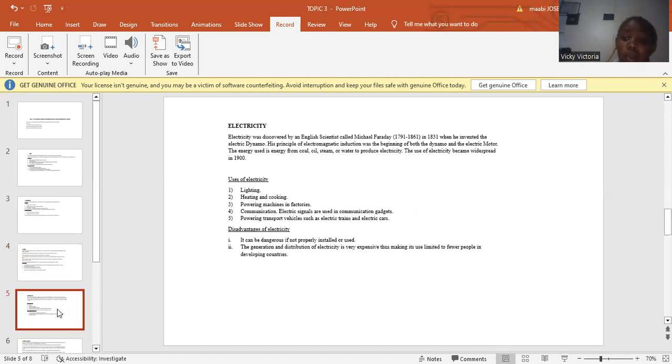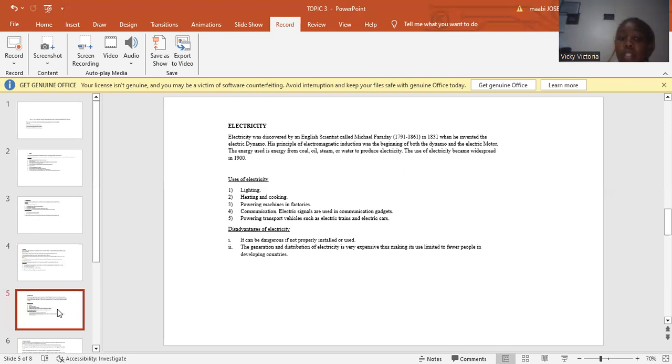We look at the fourth one, electricity. It was invented by Michael Faraday, who lived from 1791 to 1861. In 1831, he invented the electric dynamo. This principle of electromagnetic induction was the beginning of both the dynamo and the electric motor.